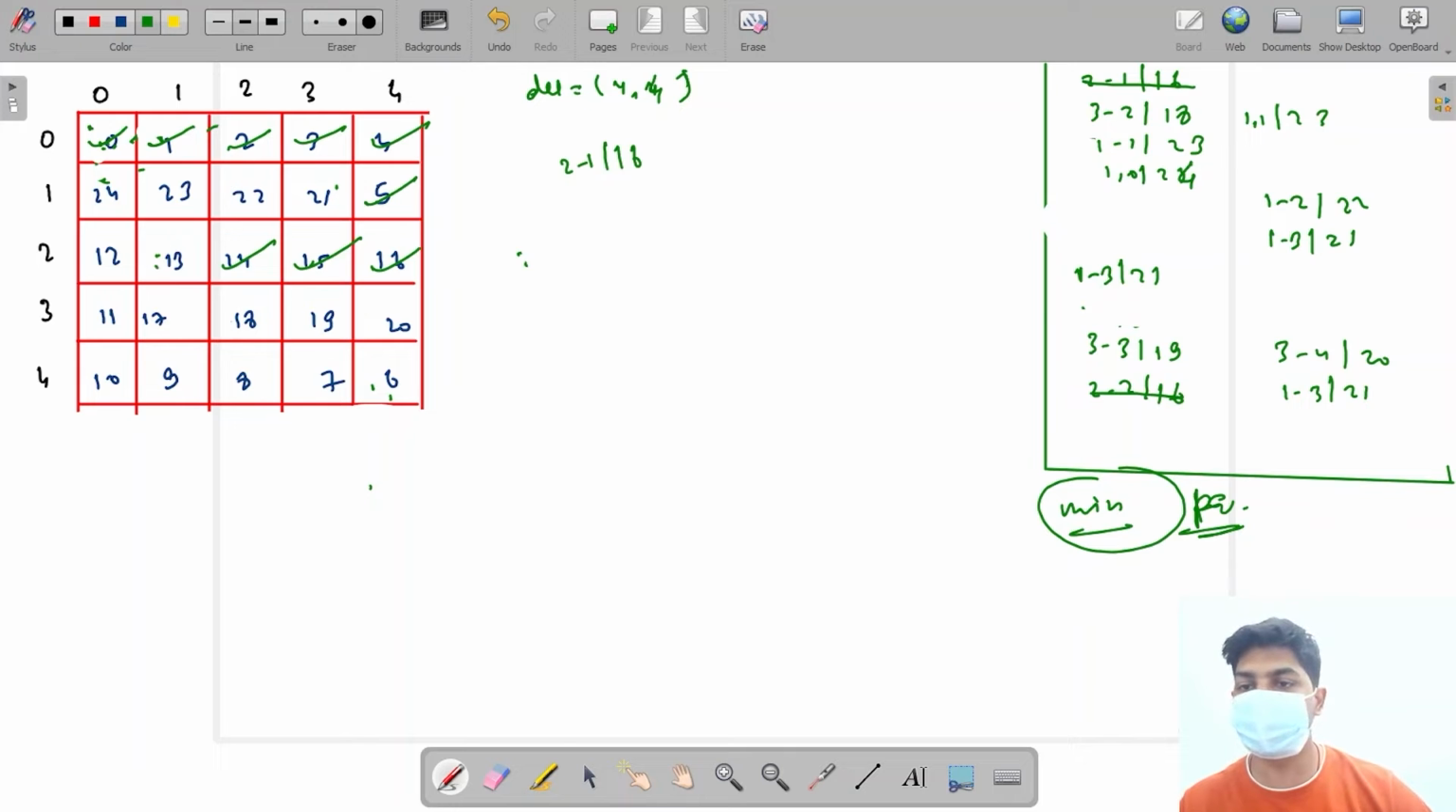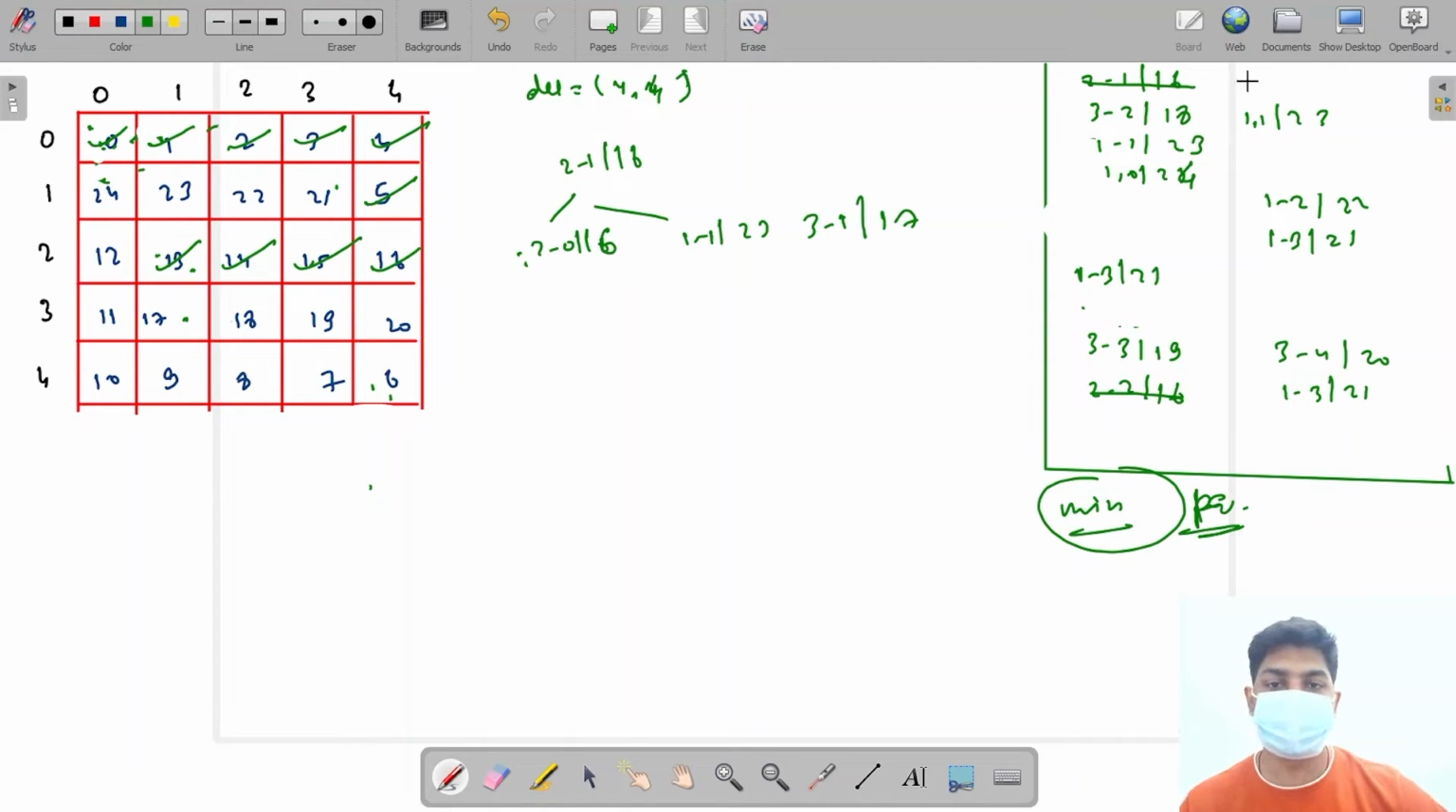Is it equal to destination? No. Mark it as visited. From here we can go to 2 comma 0 with 16, and 1 comma 1 with 23, and if you go down we can go to 3 comma 1 with 17. So let's add it into the queue again: 2 comma 0 with 16, 1 comma 1 with 23, and 3 comma 1 with 17. Okay, now again let's remove the minimum element.